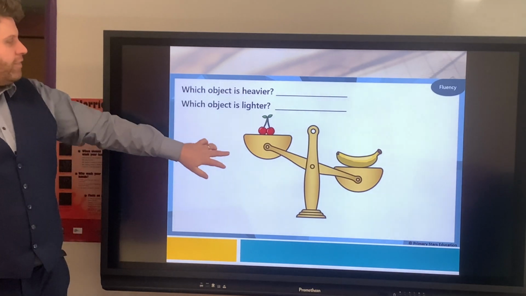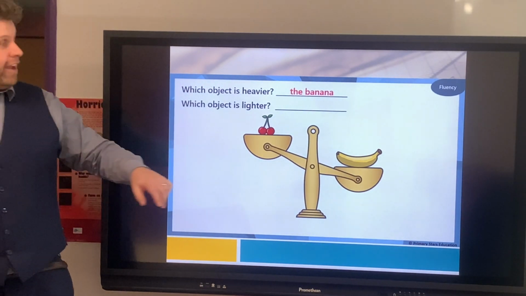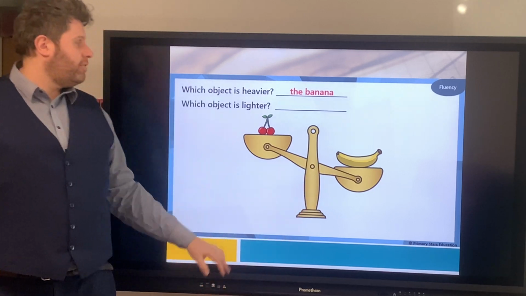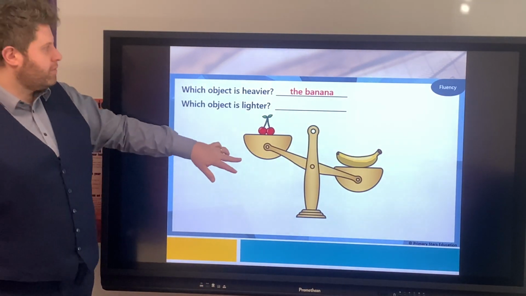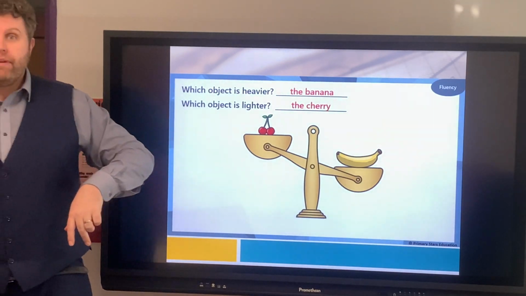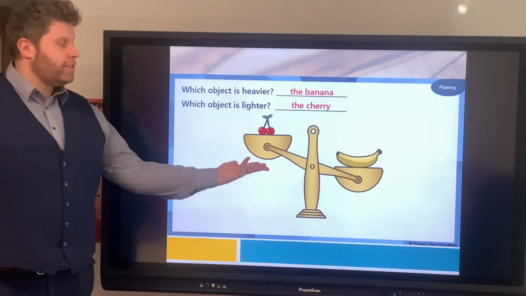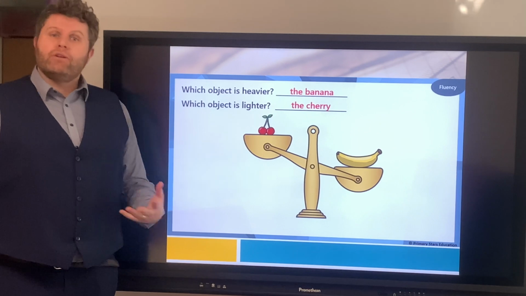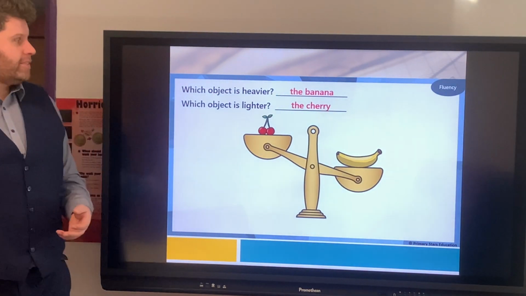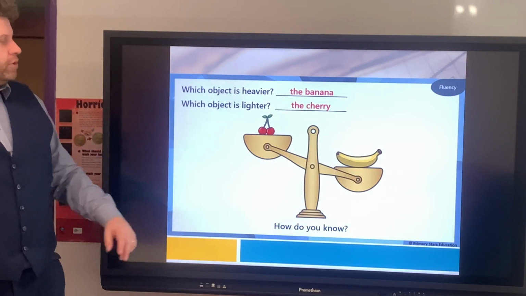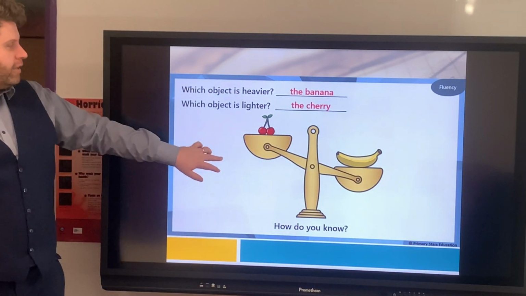Okay, the heavier object is the banana, and you can tell it's pulling it down. And which object is light? Well, not pulling it down, it's pushing it down, sorry. And which object is lighter is the cherry. Well done, because the cherry's been pushed up into the air, which means that they are the lighter of the 2. The banana has more mass. Well done, boys and girls. How do you know? Because we've read the scales.